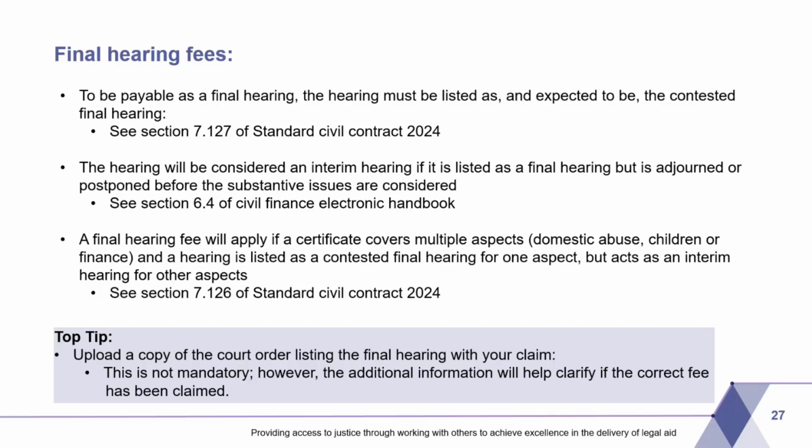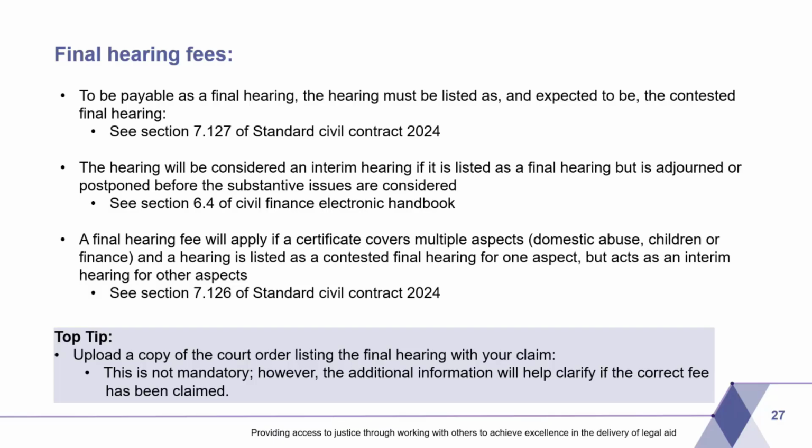There are occasions where two or more aspects are heard together, one being intended to be a final hearing and the other or others not. So they're not expected to be effective as a final hearing. For example, you may have the return or final hearing on a non-molestation matter, but children's matters are heard, but not as a final hearing, and further hearings are listed for those children's matters. So in that instance, you would be able to claim the hearing as a final for the non-molestation at the relevant fee for domestic abuse.